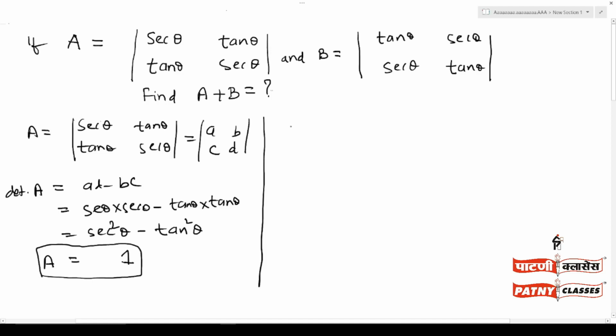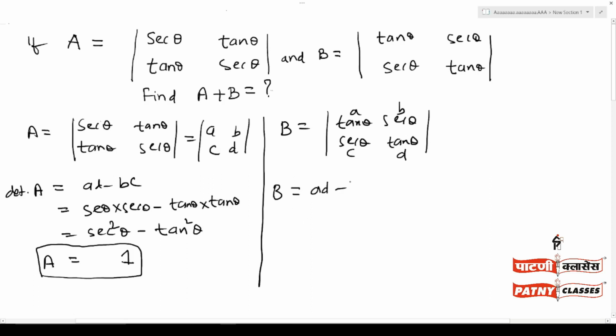Now we go for B. B equals to tan theta, sec theta, sec theta, tan theta. Again the determinant of B is nothing but, comparing with A, B, C, D, AD minus BC. So we are applying that formula.